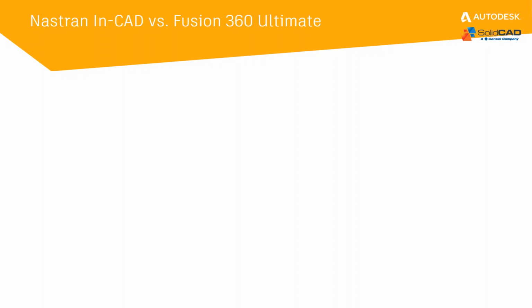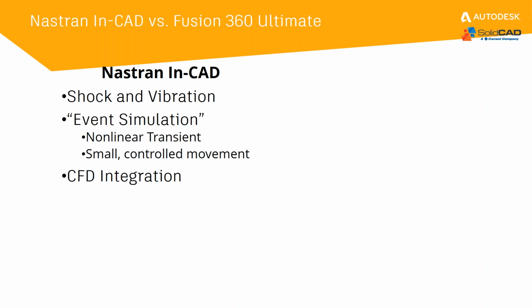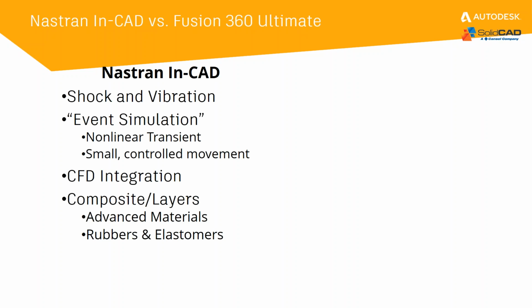In terms of some comparisons between Nastran-in-CAD and Fusion 360 Ultimate, these are some of the capabilities of Nastran-in-CAD, which as of mid-2017 have not been implemented yet in Fusion 360 Ultimate. Shock and vibration, event simulation through small and controlled movement, nonlinear transient, CFD integration, composite materials, and rubbers and elastomers, fatigue, and different idealization types.